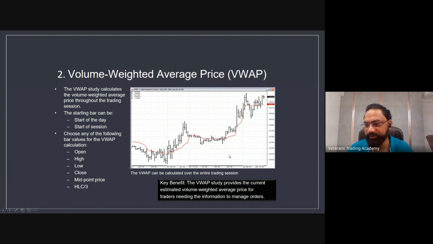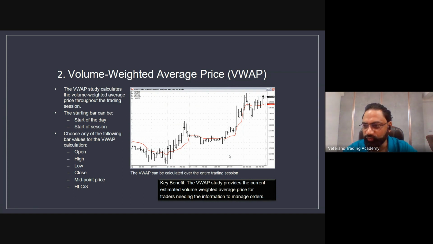So what is VWAP? It's basically volume weighted average price, which means we are averaging. We have learned about simple moving averages and exponential moving averages, which find the moving average based on price. However, in this one we have added volume also. We are now giving weightage to volume, which we are not giving in simple moving averages and exponential moving averages.